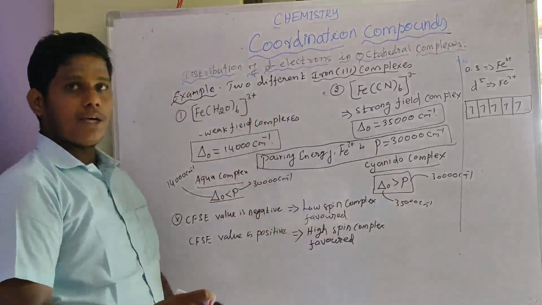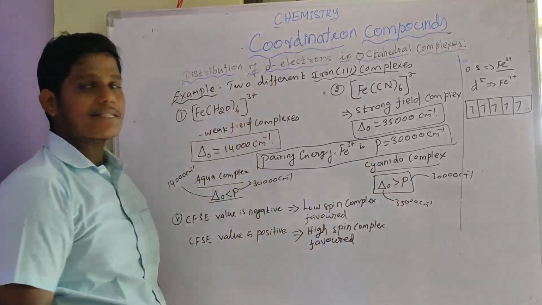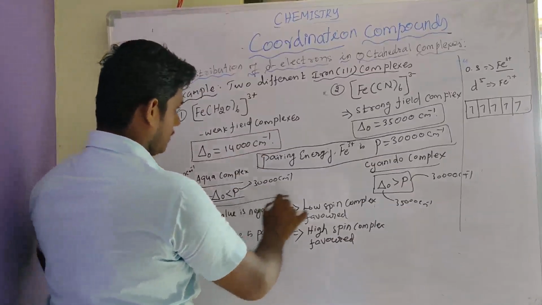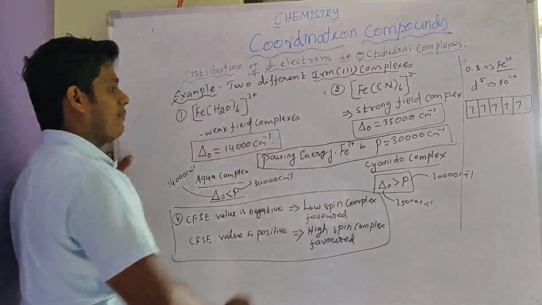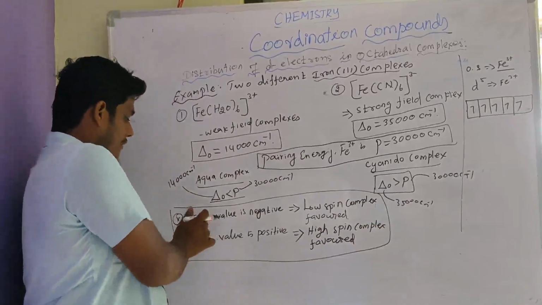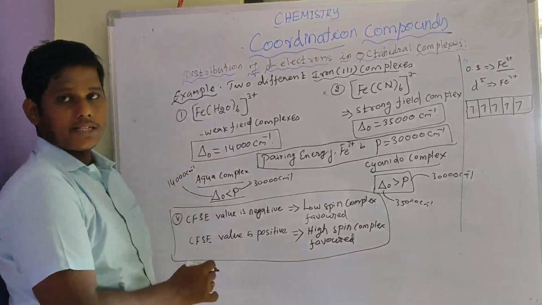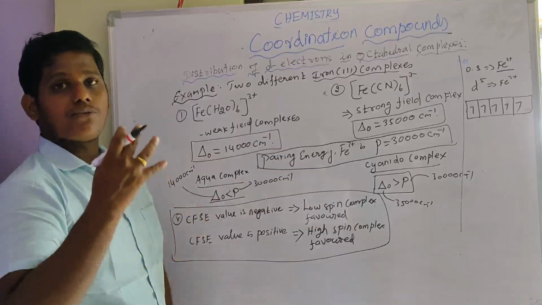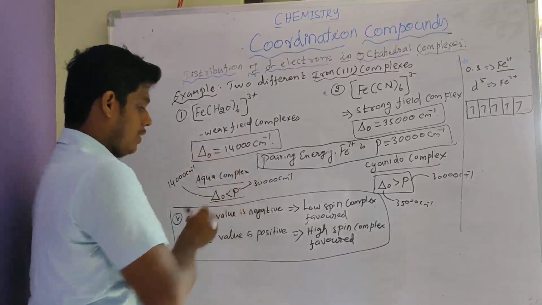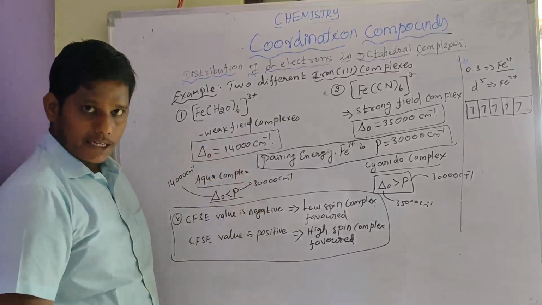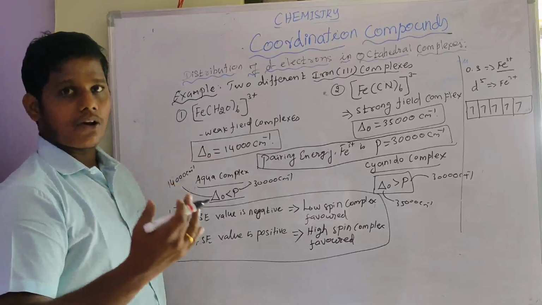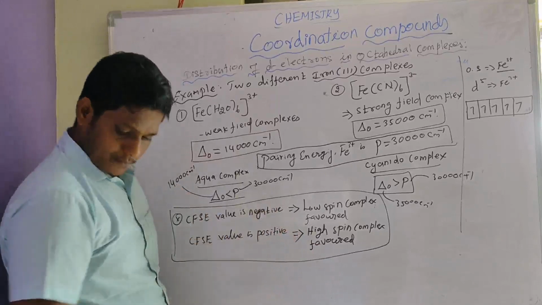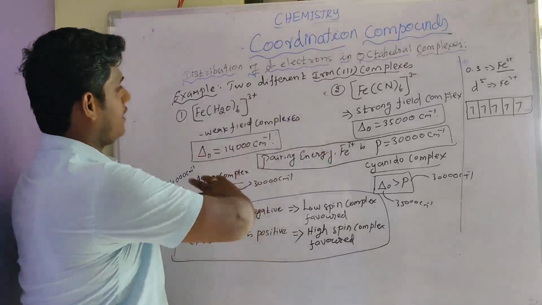Following this concept, we find out whether it is a low spin complex or a high spin complex. And another piece of data, which is more important: the crystal field stabilization energy value. If it is a negative value, the low spin complex is most favorable. Suppose the crystal field splitting energy is positive, then the high spin complex is favored. This is an important trick also. So these are the data given.